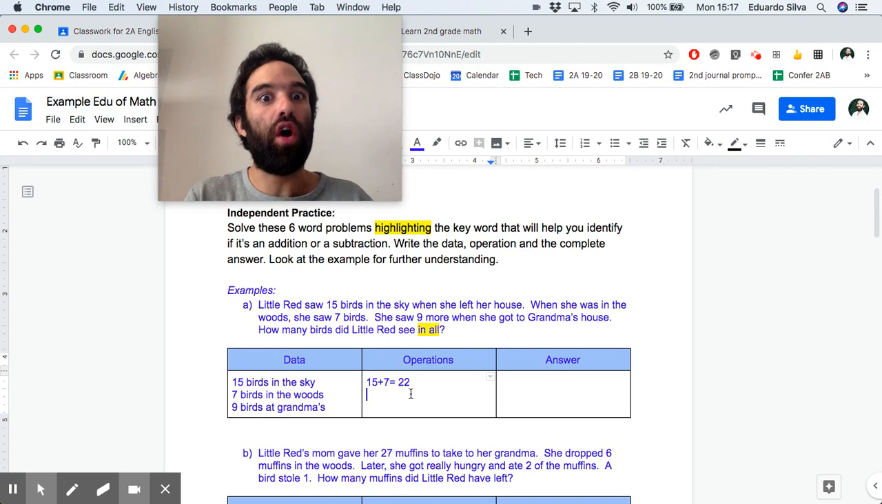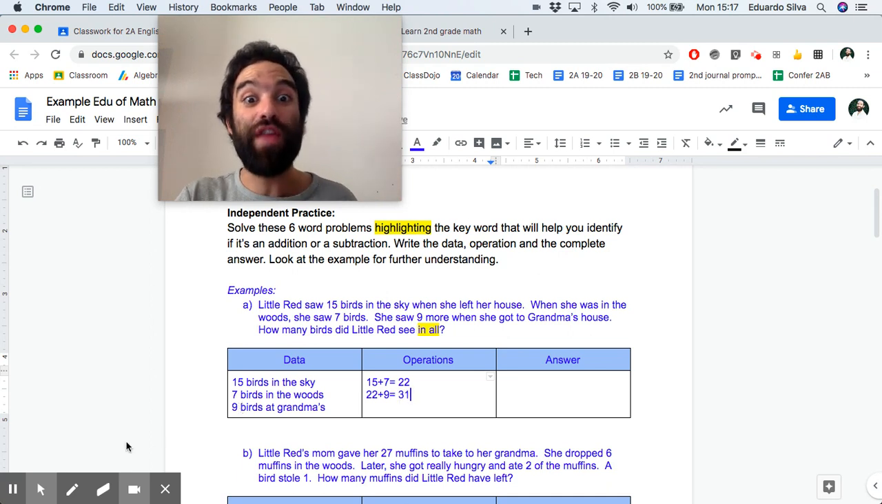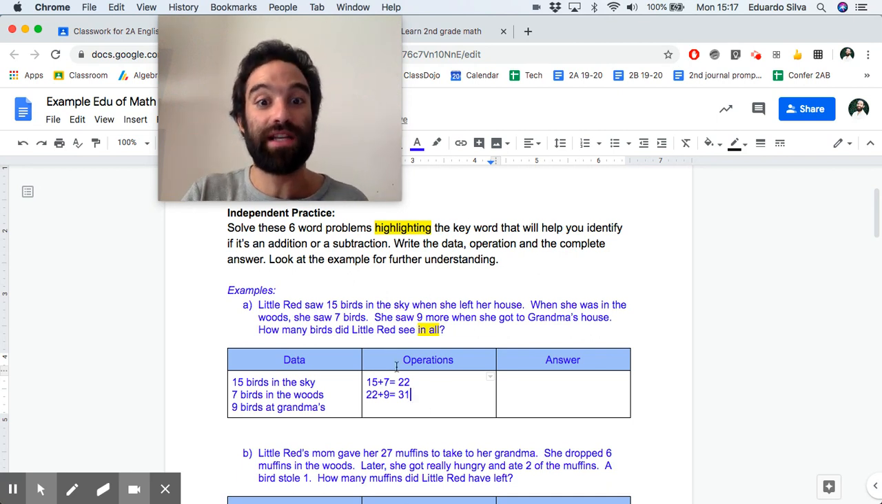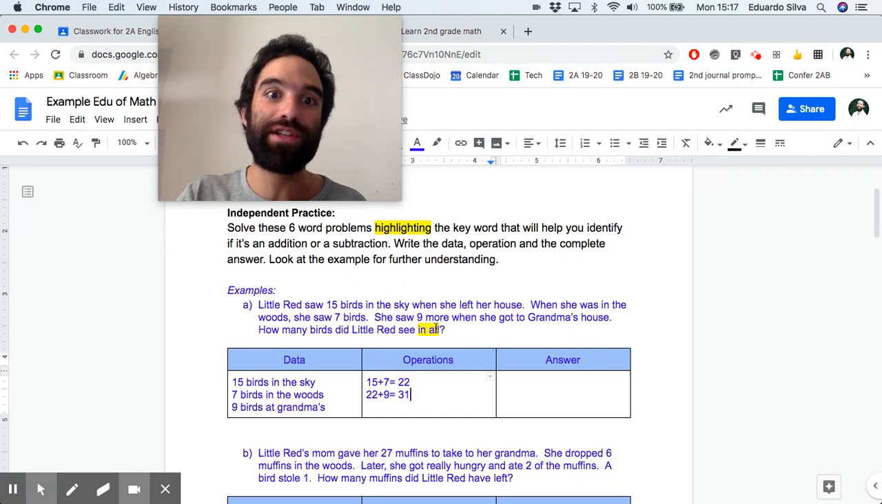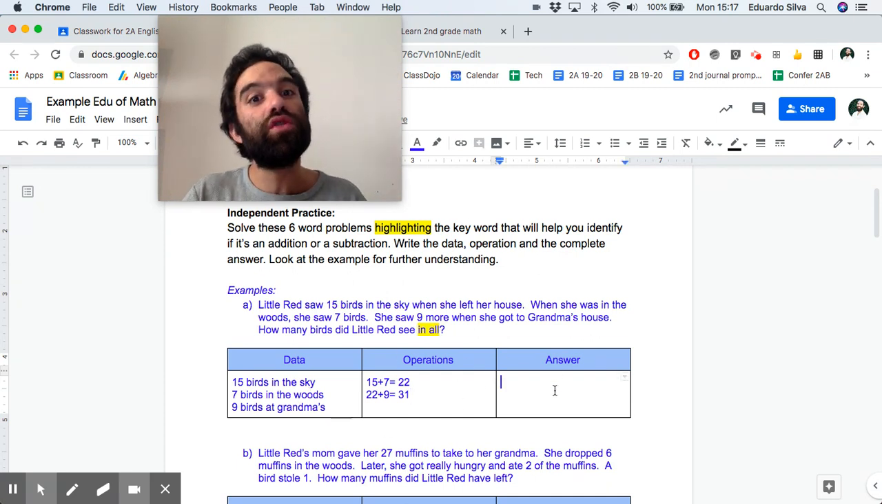Now, are those all the birds? No, she also saw 9 birds at Grandma's. So now I take the 22 that I have and I add the 9 birds from Grandma's. Now for 22, I add 9, that gives me a total of 31. Now that completes my first and my second step, hence the name two-step process. First, we gather all the data, then we do all the operations, and then finally, we need to write our complete answer.